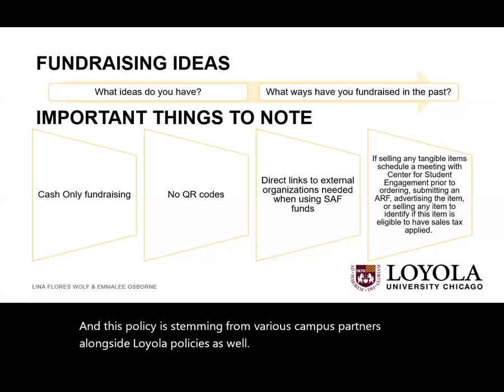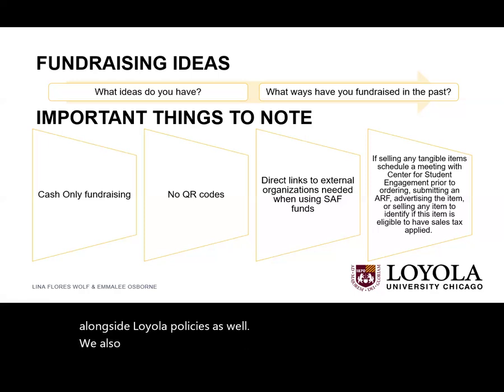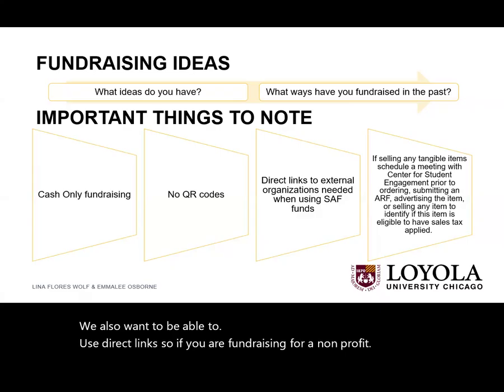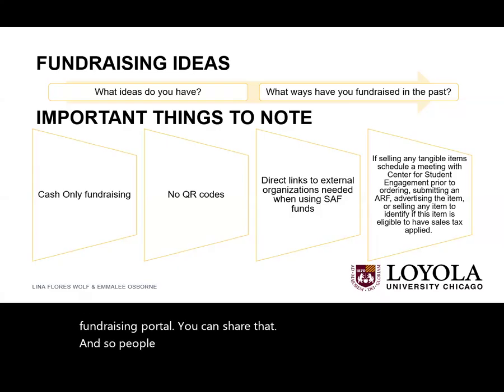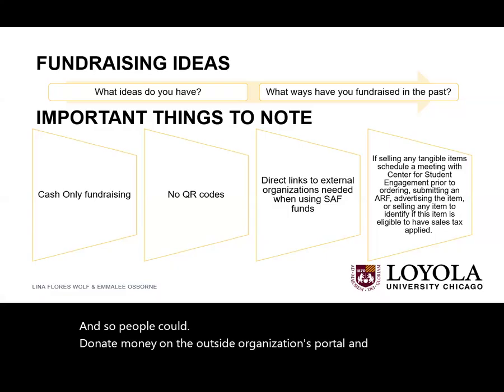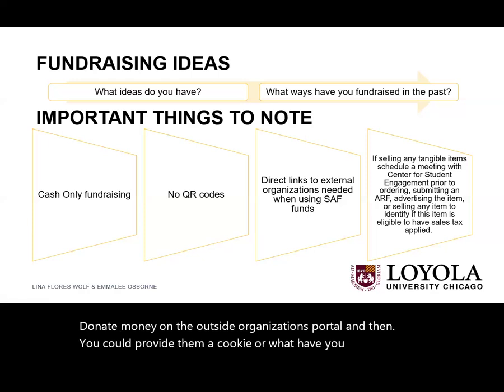We also want to be able to use direct links. So if you are fundraising for a nonprofit or an outside organization and they have a direct link to their fundraising portal, you can share that. And so people could donate money on the outside organization's portal, and then you could provide them a cookie or what have you, and that's one way you could go about fundraising for another organization.